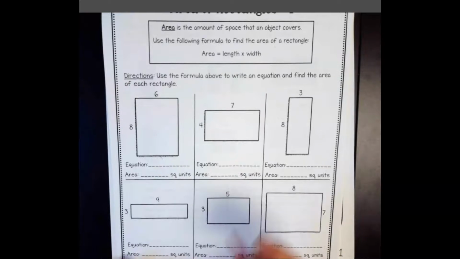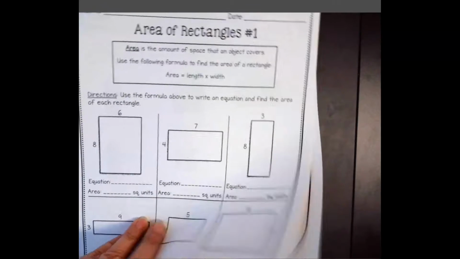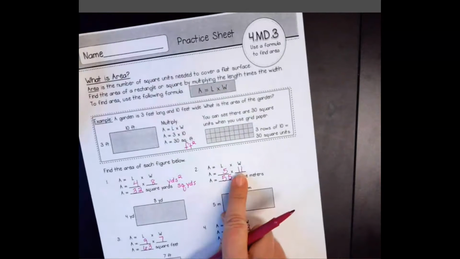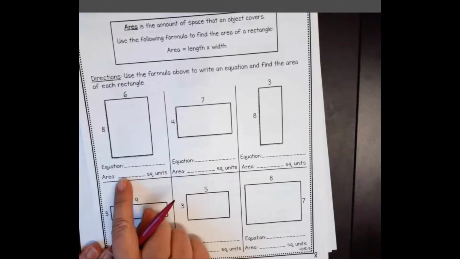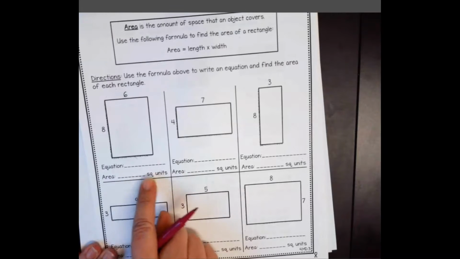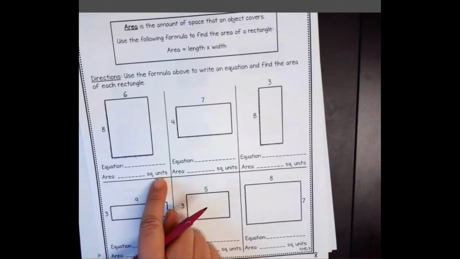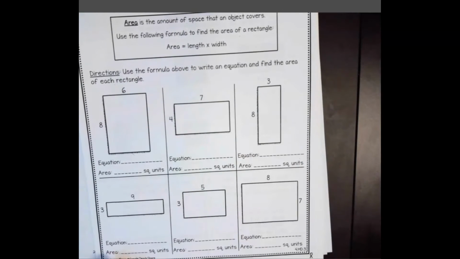For example, if you look back at our other page, 5 times 11 here is my equation. So you're going to write the equation and your answer right here. Area is blank square units. Remember, it uses units because we didn't identify what we're measuring with. You're going to complete this page today.